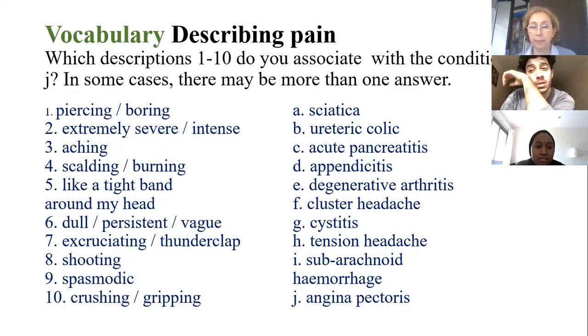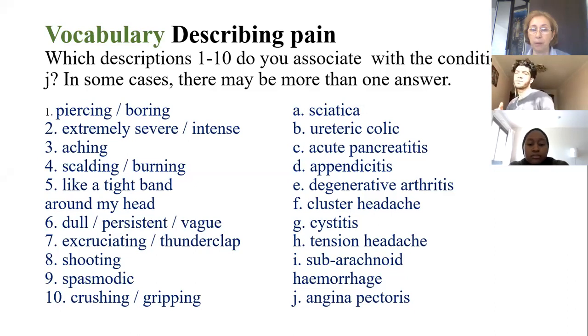Your ideas? Oh, blister. So I think it's a blister headache. Okay, possible. Yeah. Any other conditions? It's something about the appendicitis. Yeah. What else is inside the stomach? Appendicitis, maybe. Yeah. Or pancreatitis, acute pancreatitis also possible.